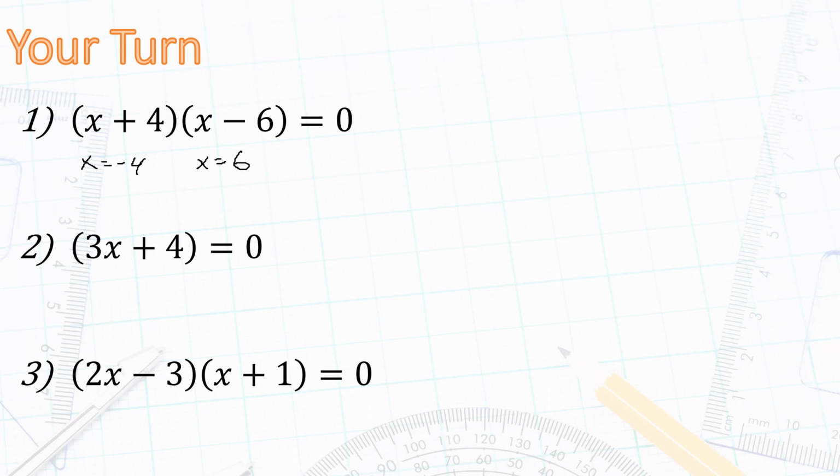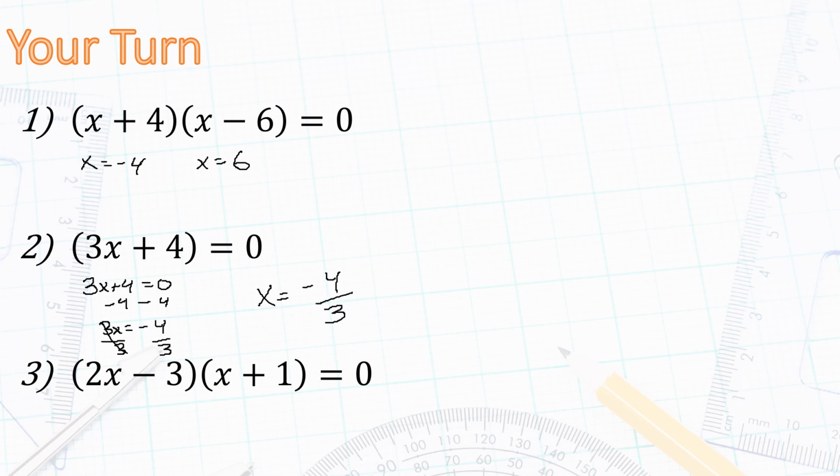Second one, 3x plus 4 is equal to 0. So we've got 3x plus 4 equals 0. Subtract 4 from both sides. 3x is equal to negative 4. Divide by 3. x is equal to minus 4 over 3.